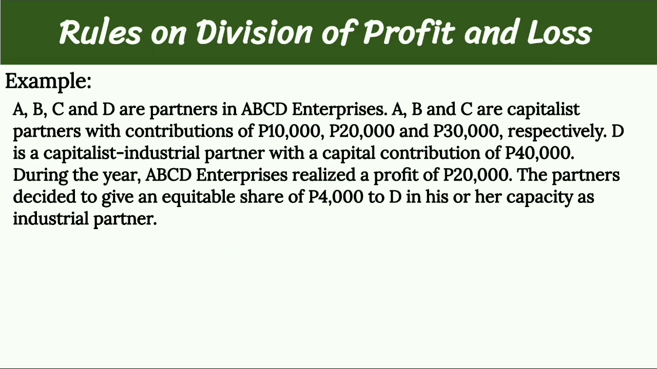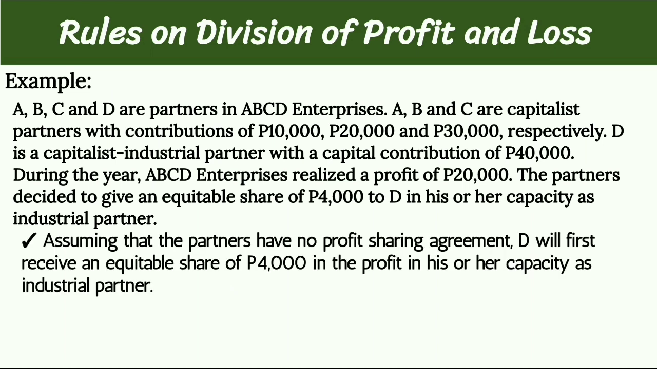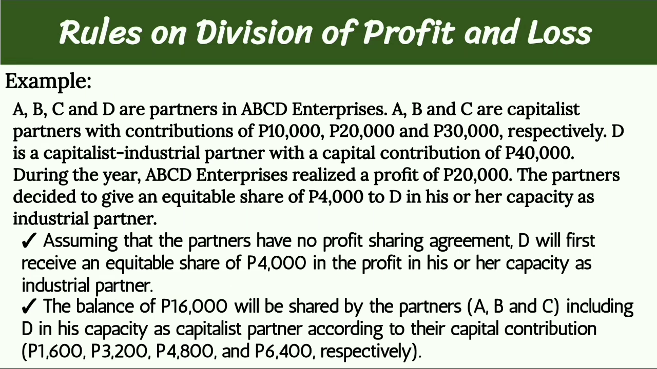The partners decided to give an equitable share of 4,000 pesos to D in his or her capacity as an industrial partner. Assuming that the partners have no profit-sharing agreement, D will first receive an equitable share in the profit in his or her capacity as an industrial partner. So, ang natitira na lang sa profit ay 16,000 pesos. Yung natitirang 16,000 pesos, paghahatian yan ni A, B, C, and D according to their capital contribution.